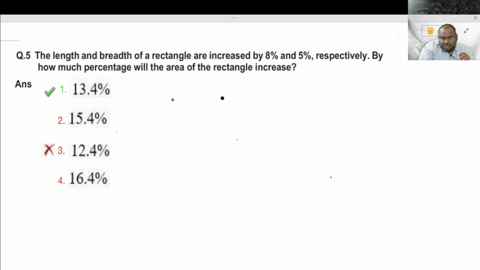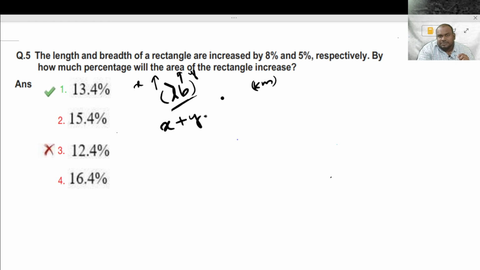See, if there is a product L into B, or it can be anything, any kind of product. In this product, if one parameter, here it is L, is increased by some percent, say X, and B also increases by some percent, say Y, then what would be the net increase in the product? To calculate that, there is a formula: X plus Y plus X into Y by 100. This will give you the net increase.